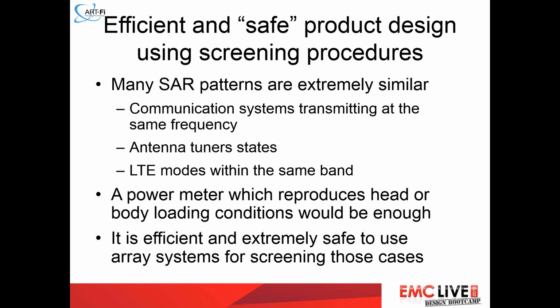There are many cases as of today, in terms of test conditions, where the SAR distributions are extremely similar. Like communication systems transmitting at the same frequency, antenna tuner states. Well, antenna tuners are basically made for compensating an impedance mismatch that's brought in by the user, by the proximity of the user. So they change the impedance, but they don't change the radiation properties of the device.